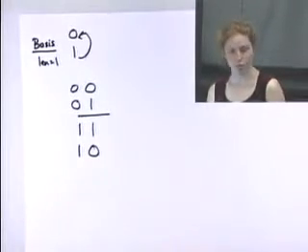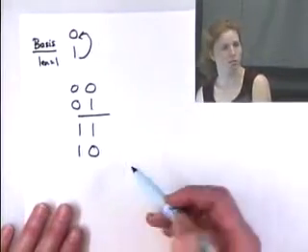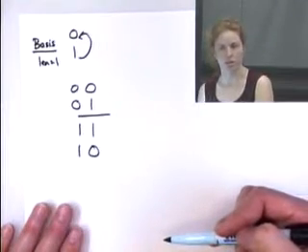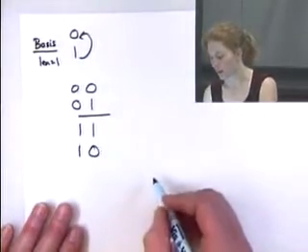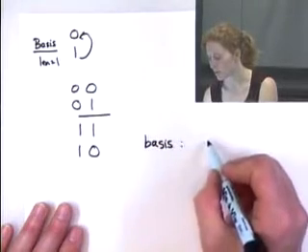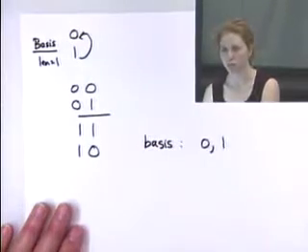So we could make a longer one by taking this one and copying it over and then flipping it, putting zeros in front of the first one and ones in front of the second one. So we can write a rule for that. So the basis is our first gray code, if you just list them, is that.